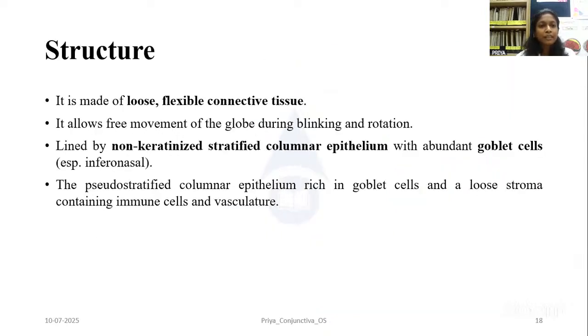Structure. It is made up of loose, flexible connective tissue. It allows free movement of the globe during blinking and rotation. It is lined by non-keratinized stratified columnar epithelium with abundant goblet cells. The pseudostratified columnar epithelium is rich in goblet cells, and the loose tissue contains immune system cells.